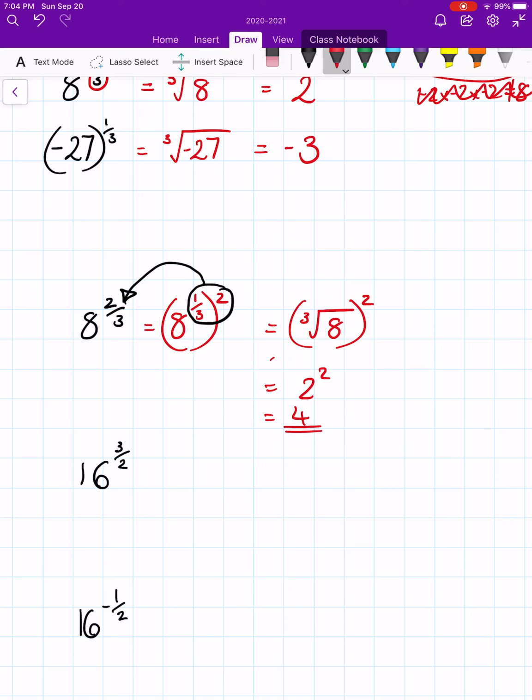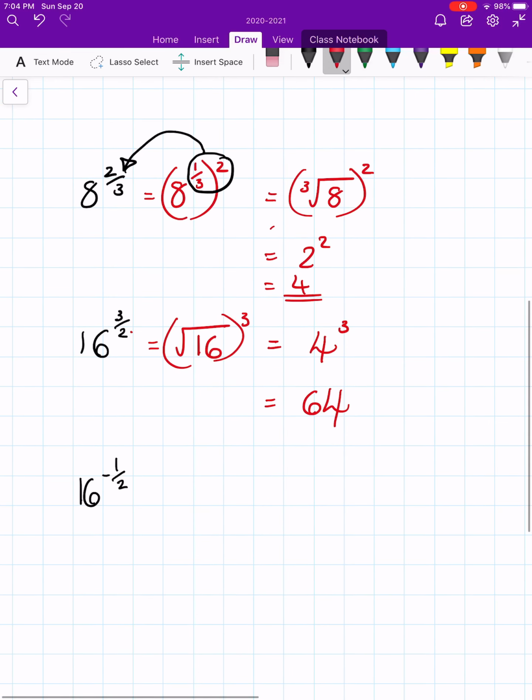16 to the power 3/2, the number that's the denominator tells us the root to take, so we're going to take the square root of 16, and the number which is the numerator is the power that we raise the answer to. So the square root of 16 is 4, and then we want to cube our answer, so that would be 64. 4 times 4 times 4.